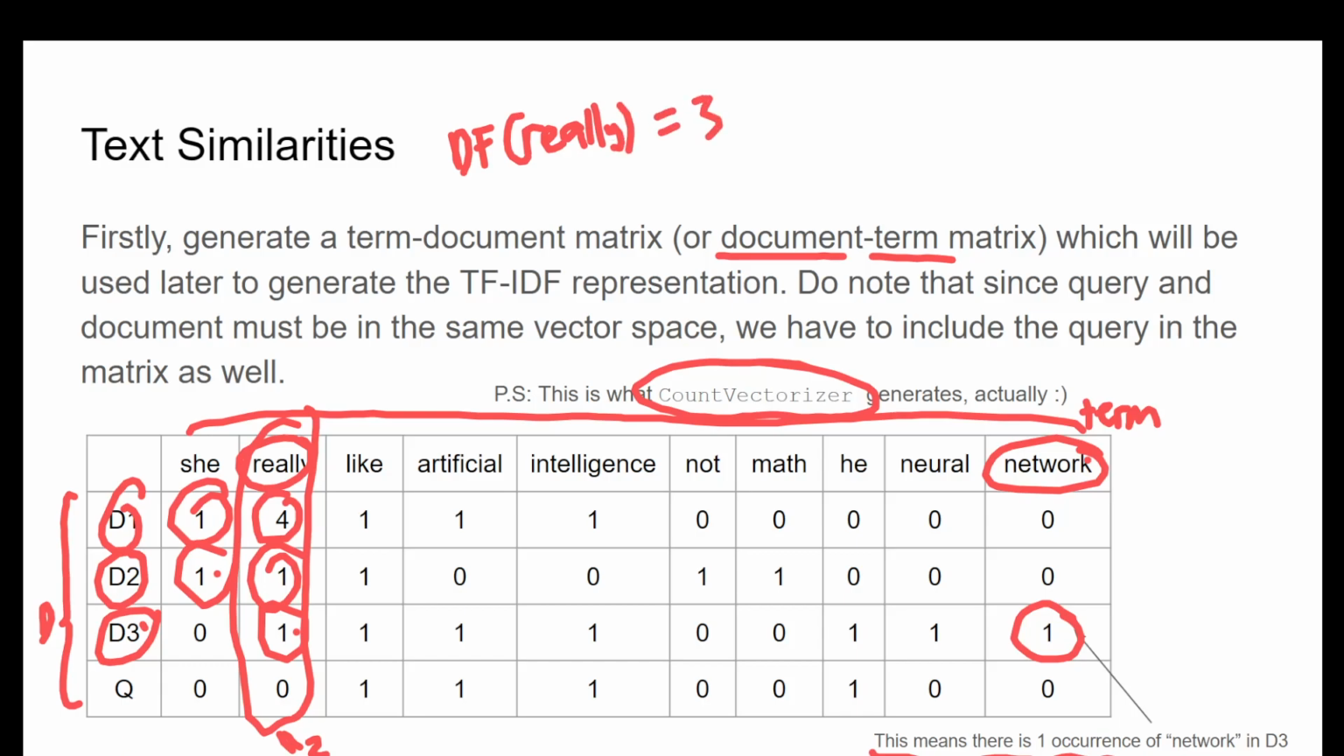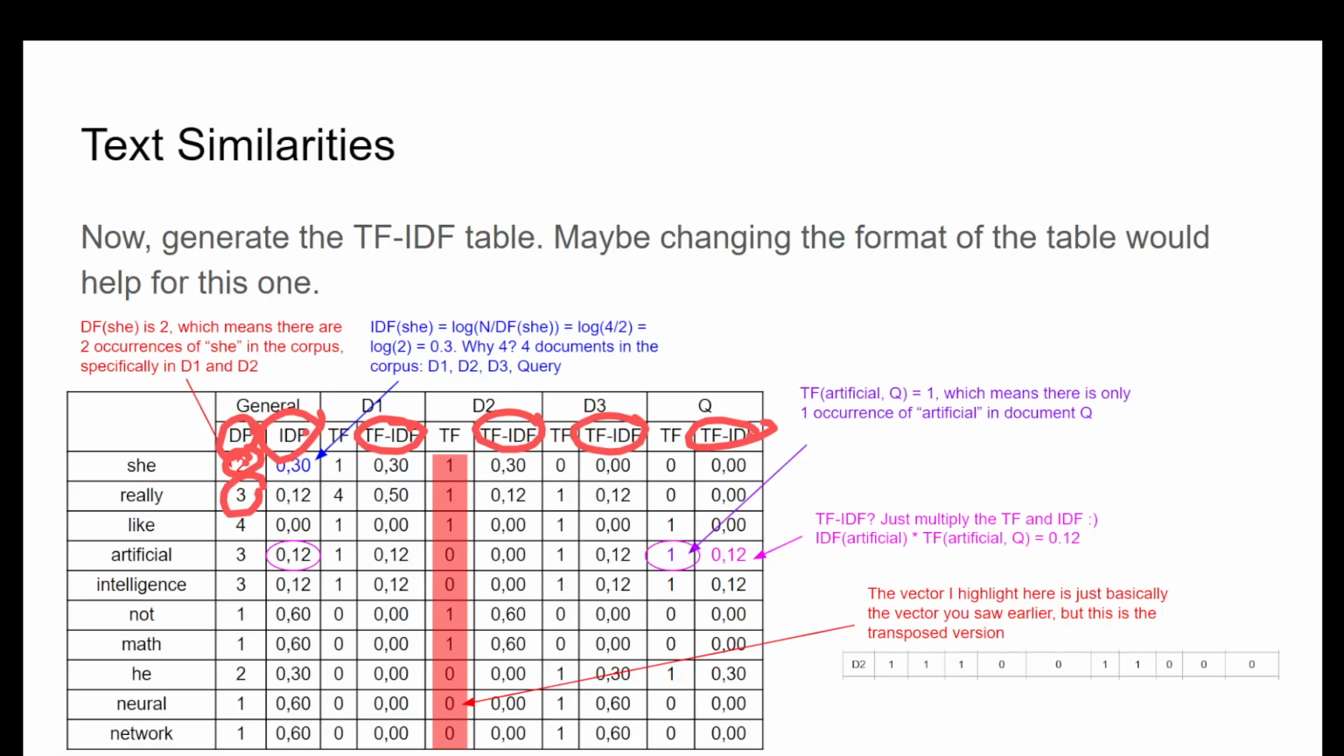Yeah, that's it. And the same goes for the rest of the terms, actually. And how to compute the IDF, the inverse document frequency? The inverse is basically just the log of N over df of that word. So it is log N over df.